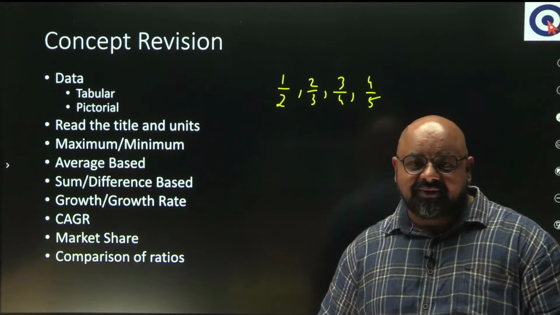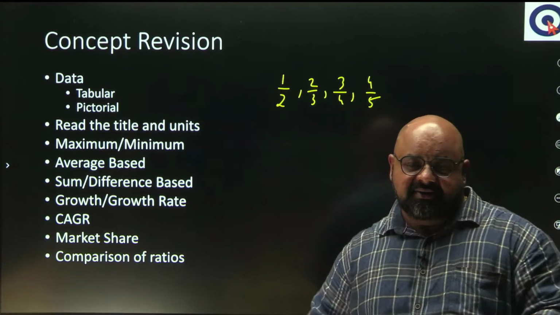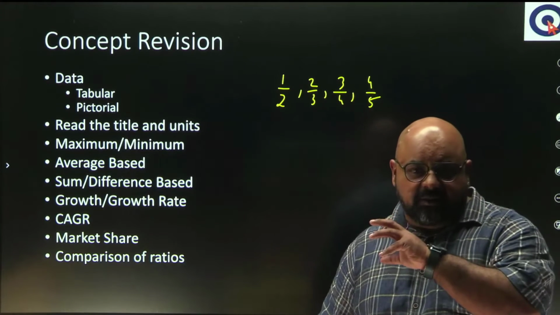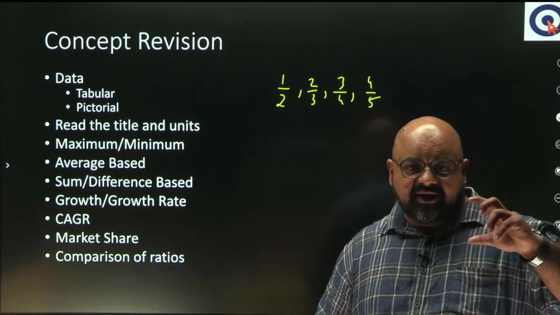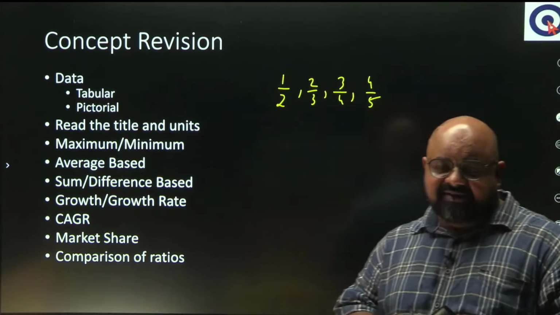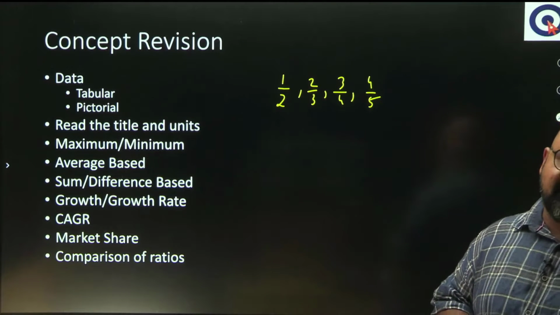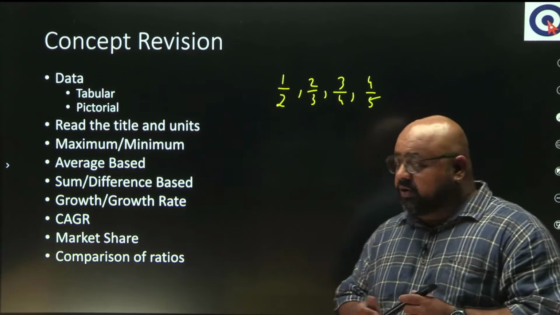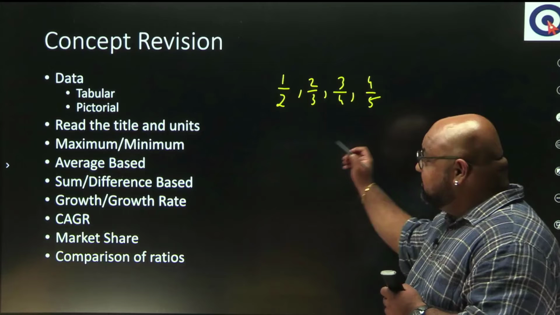What will you do? One is you make the denominator same. So you take the LCM of the denominators and you make the ratio according to that. For example, the LCM of 2, 3, 4, 5 would be 4 3s are 12 into 5, 60. So I make the denominator 60 in each case.